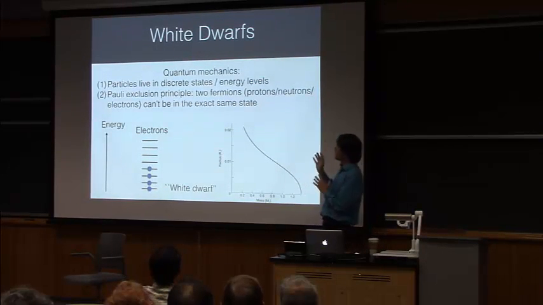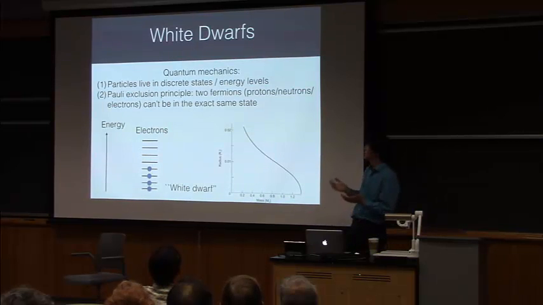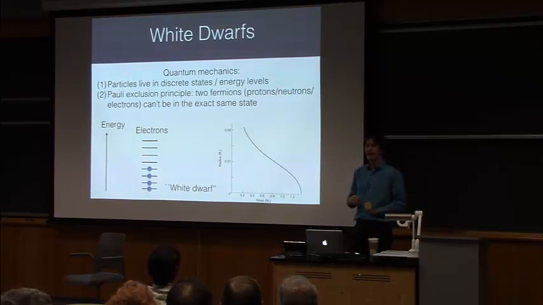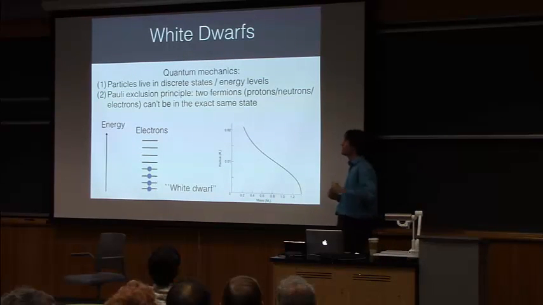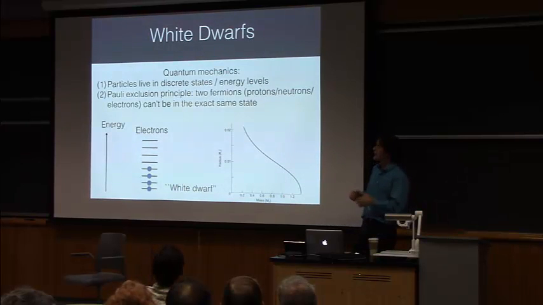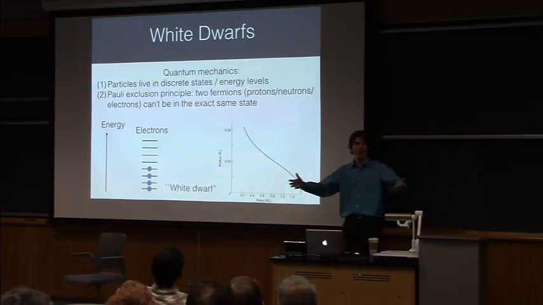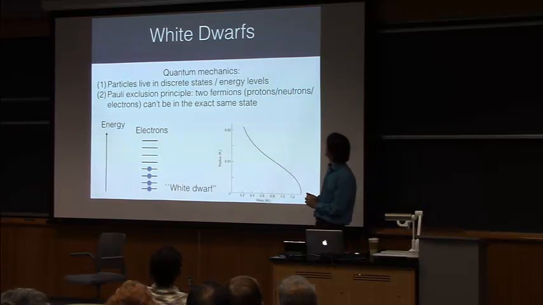And we have to remember a few key things about quantum mechanics when thinking about the collapse of stars. The first is that particles in quantum mechanics are only allowed to live in discrete quantum states with their own energy. There's only some states that are allowed, and they cannot be in any other configuration. The second is that Pauli's exclusion principle tells us that for particles such as protons, electrons, and neutrons, which form normal atomic matter in the stars, two particles cannot be in the exact same state.